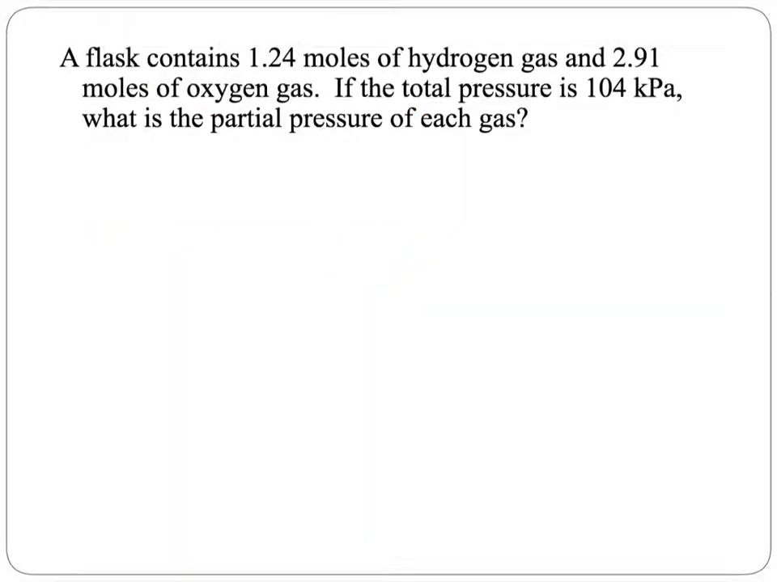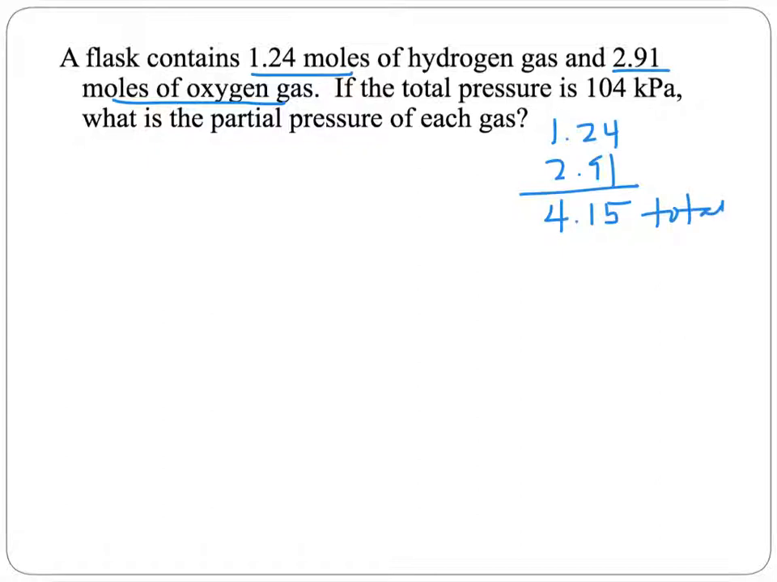To give you an example of the type of problems you'll have to solve, this says a flask contains 1.24 moles of hydrogen gas and 2.91 moles of oxygen gas. If the total pressure is 104 kilopascals, what's the partial pressure of each gas? So the first question you want to ask is what's the total moles? Because we have hydrogen gas and oxygen gas, we have to add these two things together. We add 1.24 and 2.91, and that will tell us that we have 4.15 total moles. We need that value in order to figure out the mole fraction.